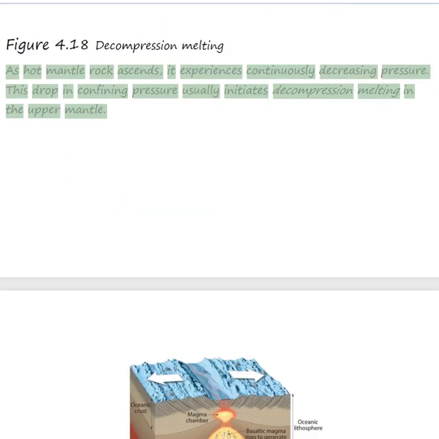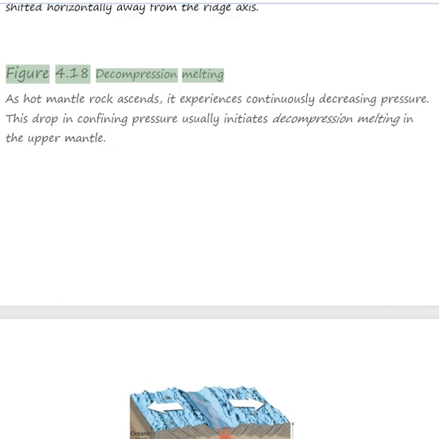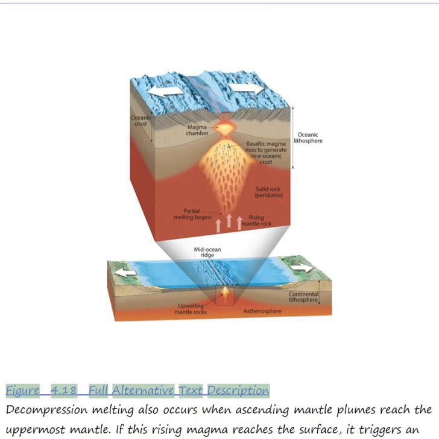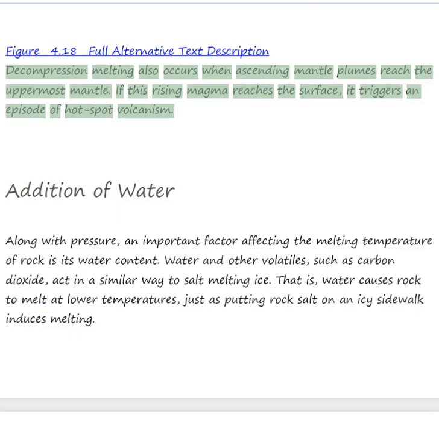As hot mantle rock ascends, it experiences continuously decreasing pressure. This drop in confining pressure usually initiates decompression melting in the upper mantle. Figure 4.18 Decompression melting. Decompression melting also occurs when ascending mantle plumes reach the uppermost mantle. If this rising magma reaches the surface, it triggers an episode of hotspot volcanism.